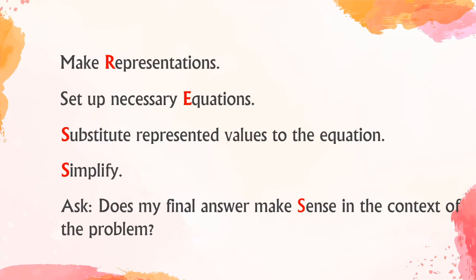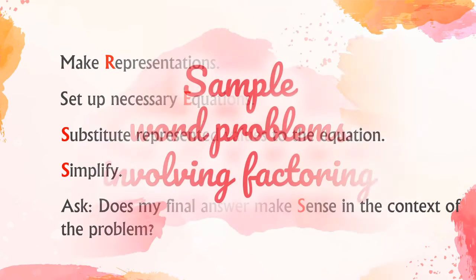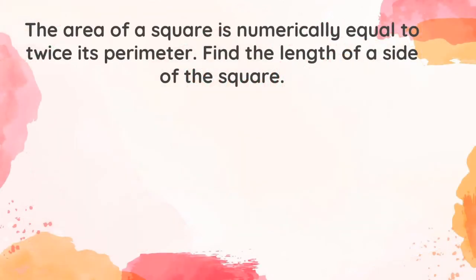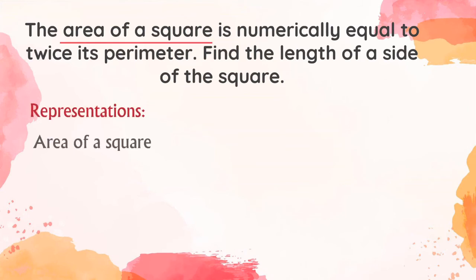Let's go. Let us now solve word problems involving factoring polynomials. First problem. The area of a square is numerically equal to twice its perimeter. Find the length of a side of the square. To solve word problems, una, make representations. Since ang pinag-uusapan natin dito ay area ng square at perimeter, so sila ang lalagyan natin ng representations.